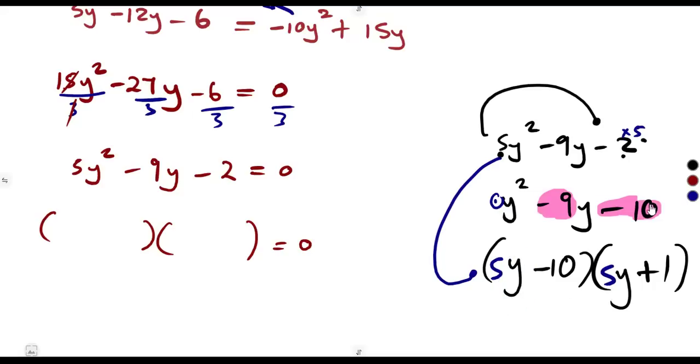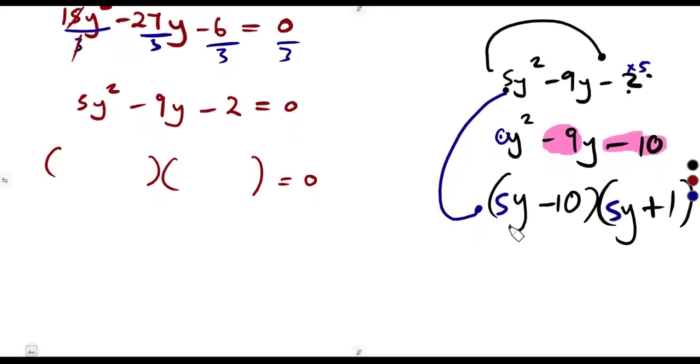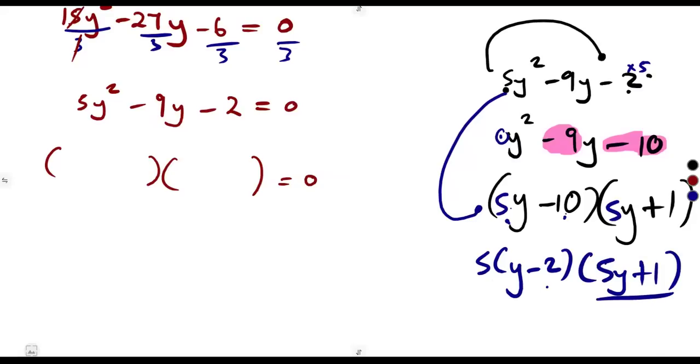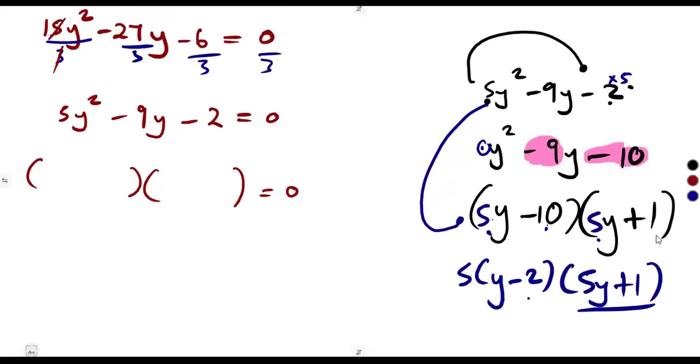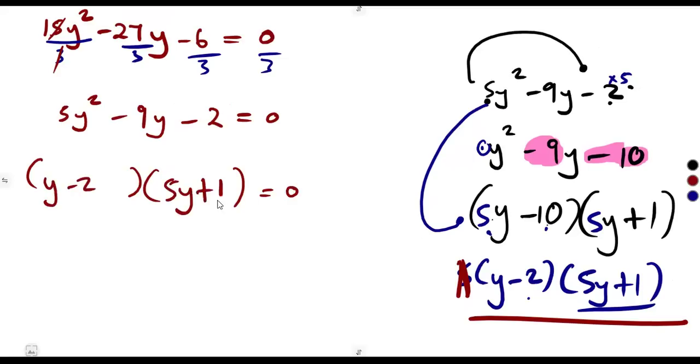Factorize where possible. 5 is common in the first bracket, so we've got y minus 2. 5y and y, that's y minus 10, and 5, that's minus 2, into 5y plus 1. The second bracket cannot be factorized. So this is what we have got: the two brackets, y minus 2 and 5y plus 1.